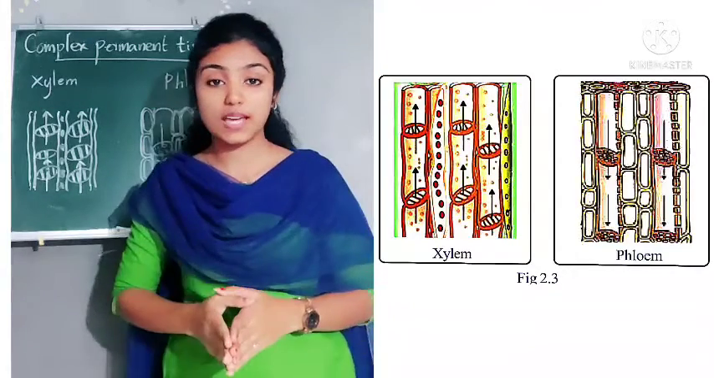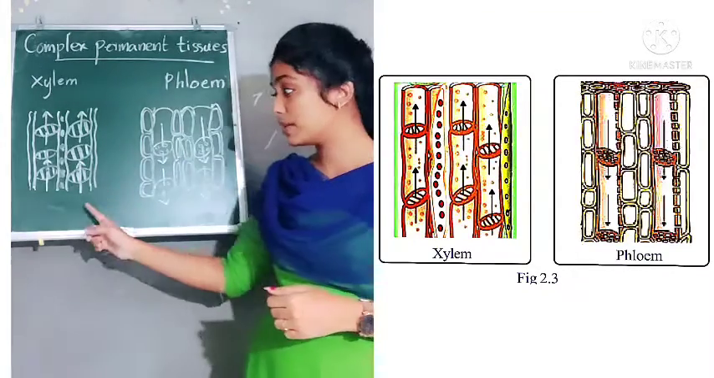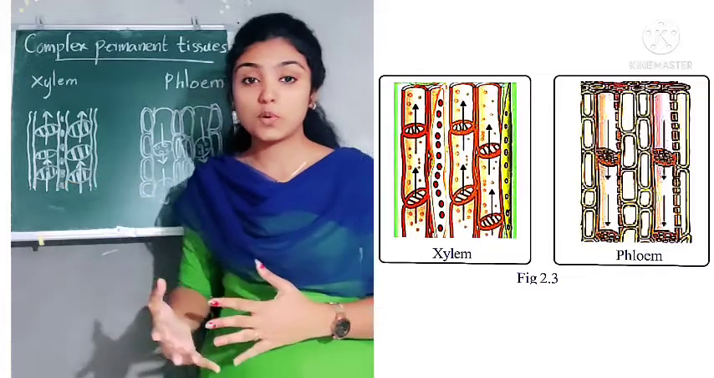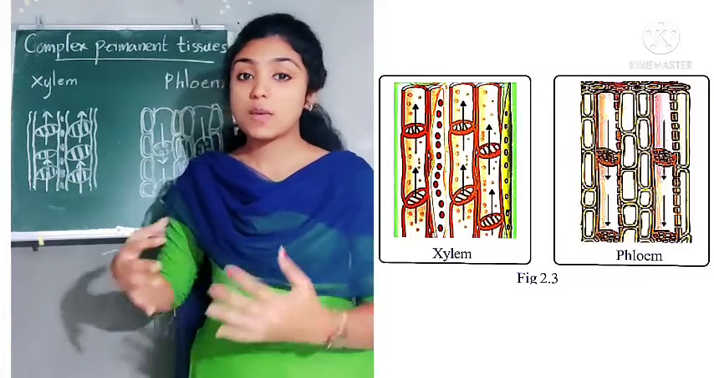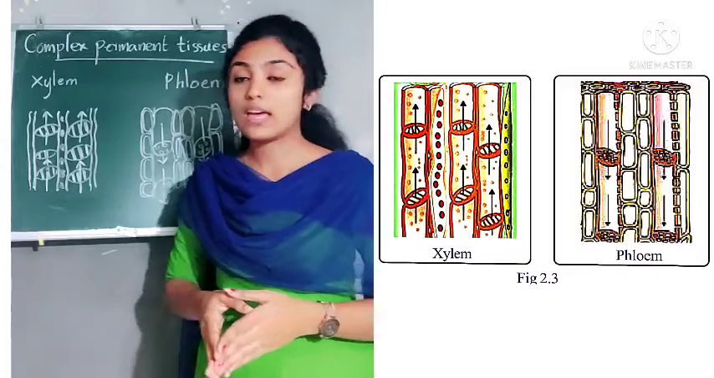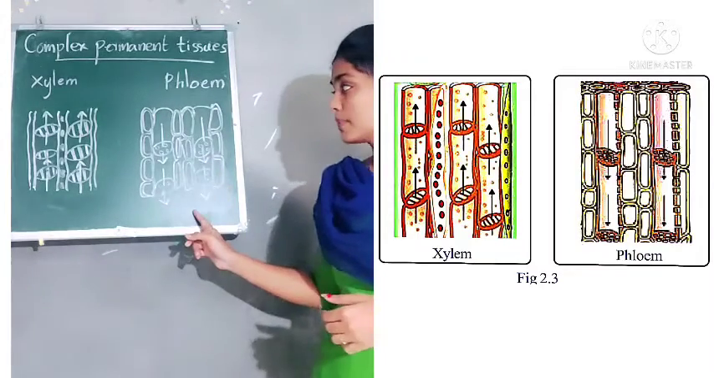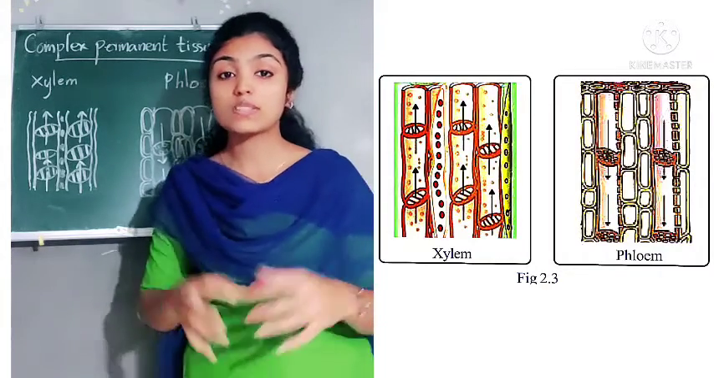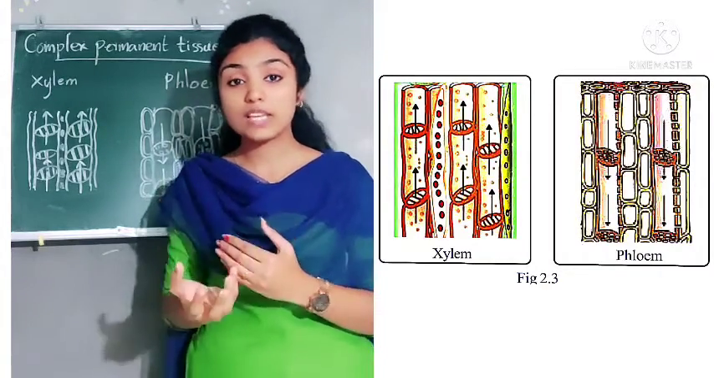So, what is the function of xylem? Xylem is the particular tissue that transports water and minerals absorbed by the roots to different parts of the plant. And what about phloem? Phloem transports food prepared by leaves.